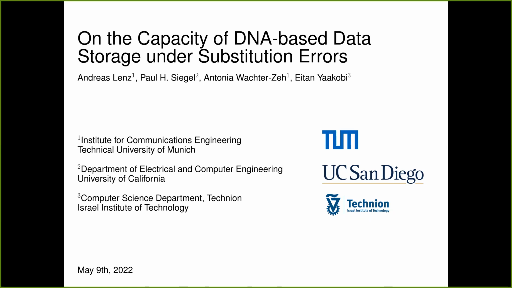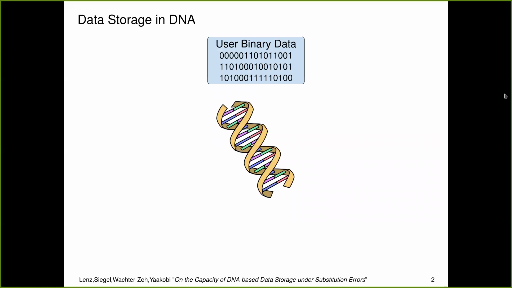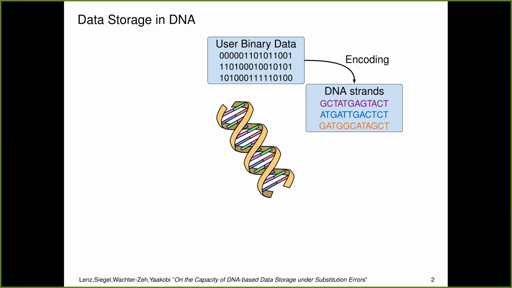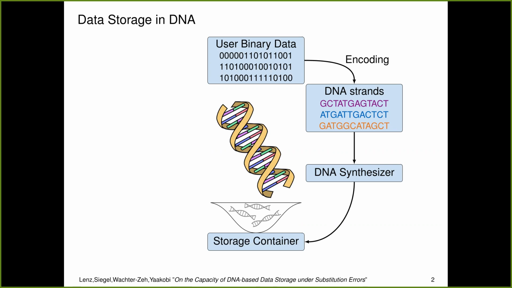To understand our work, we first want to look at the DNA storage system and how it typically looks. Say we want to store some binary data, given in the form of bits. The first step is to encode it via an appropriate encoding mechanism to multiple DNA strands. These strands are then synthesized, which means that they are artificially created and physically stored in a storage container until we want to retrieve the data, which means we want to read it.